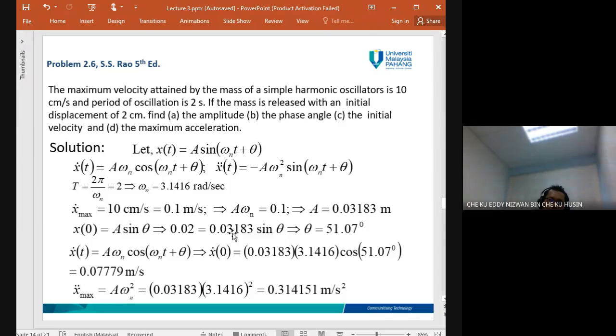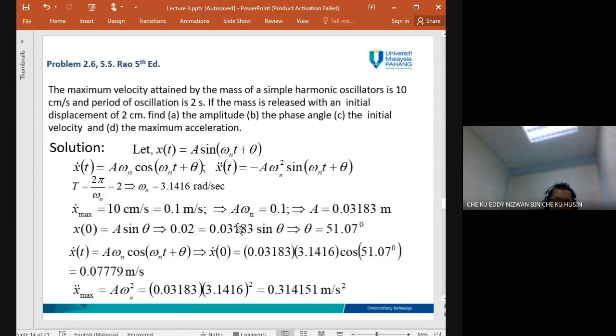So theta is the inverse sine of 0.02 over 0.03183, which is equivalent to 51.07 degrees. So now we have completed all the information, and then we can solve for the initial velocity.